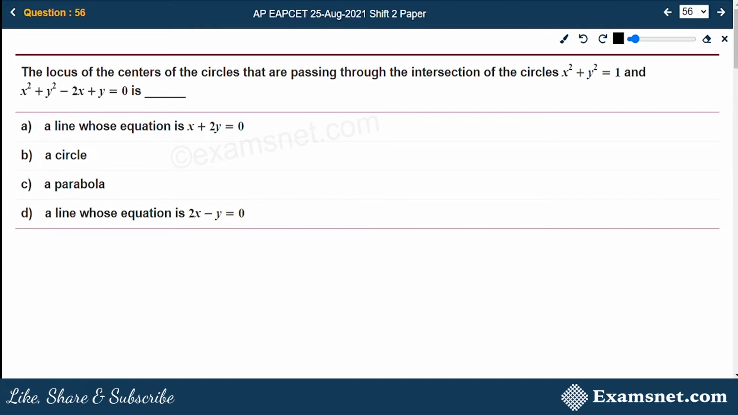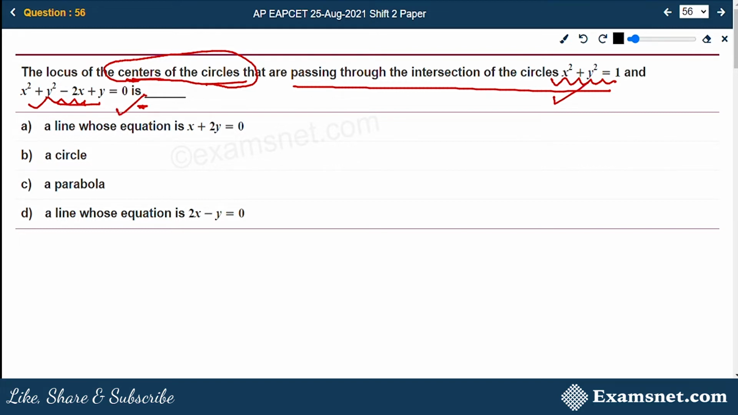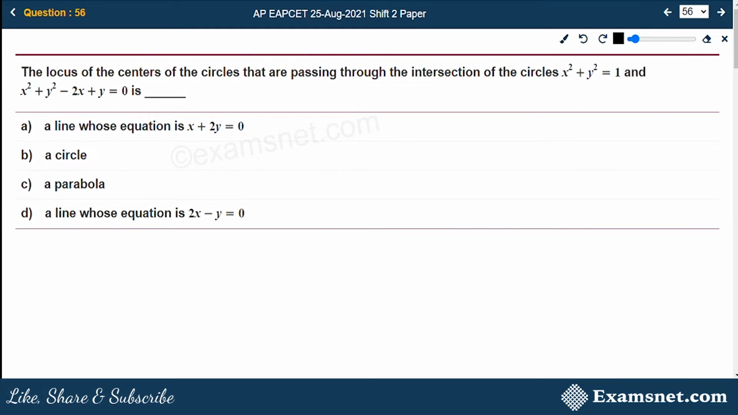Let's start with question number 56. It says the locus of the centers of the circles that are passing through the intersection of these two circles is. So you are given that there are two circles and you have to find the locus of the center of the circles which are passing through the intersection of these two circles.